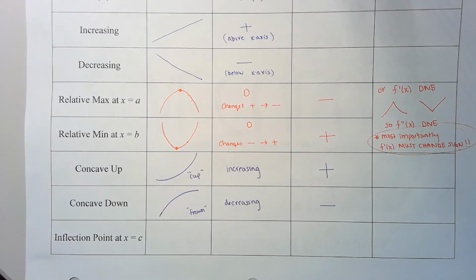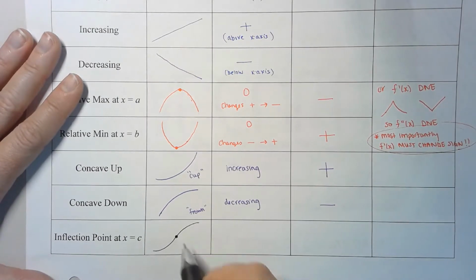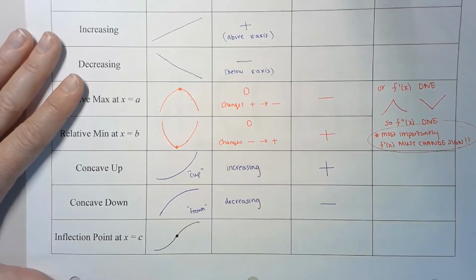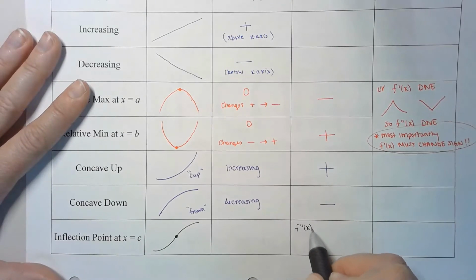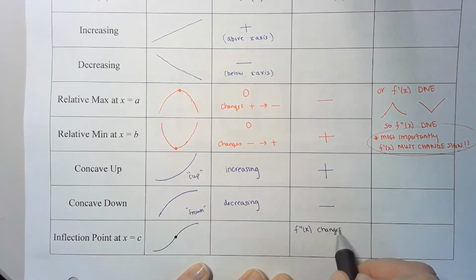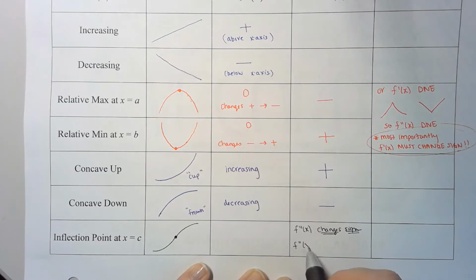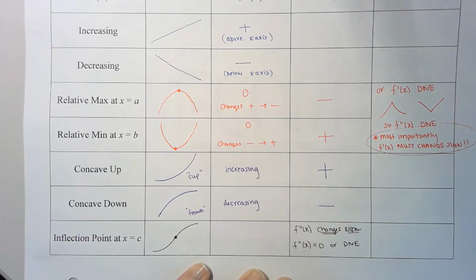If our graph has an inflection point at c, remember an inflection point is when we change from concave up to concave down, then we know that f double prime of x changes sign. That's the most important thing. We find those by setting the second derivative equal to 0 or asking where it does not exist.